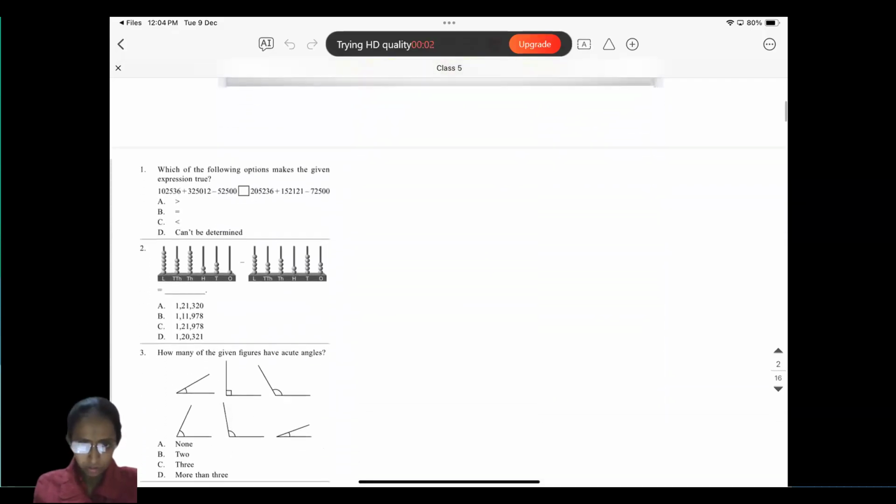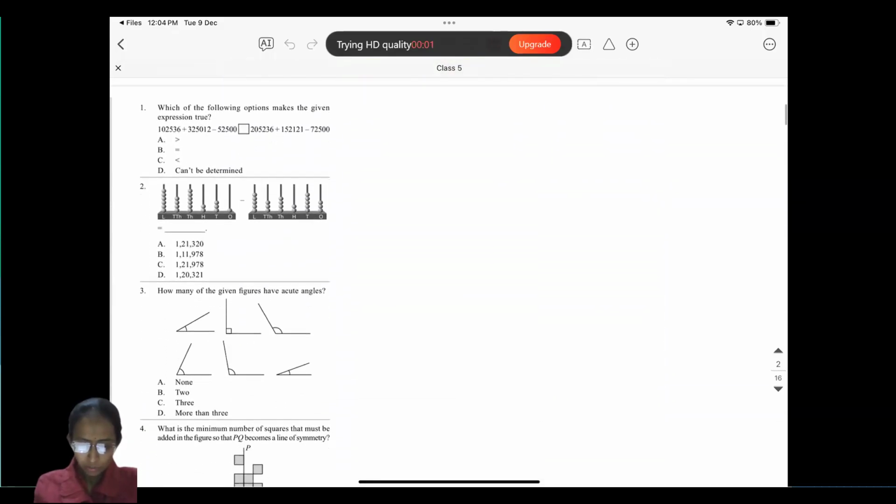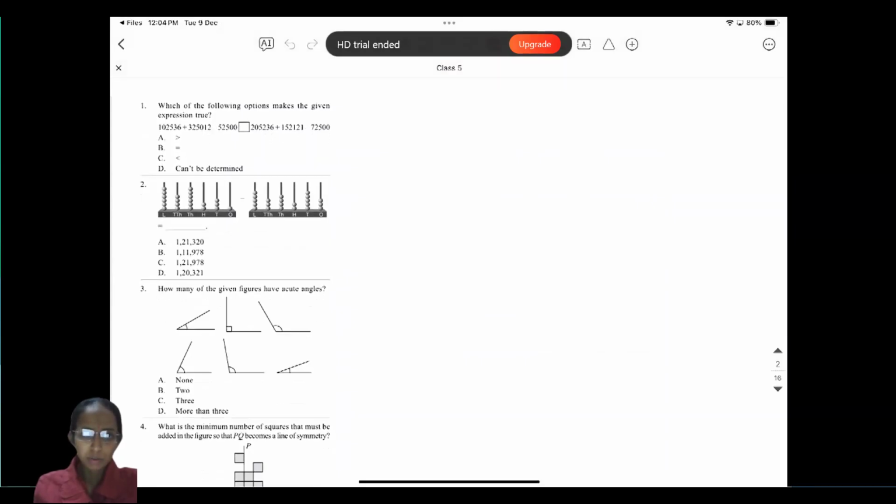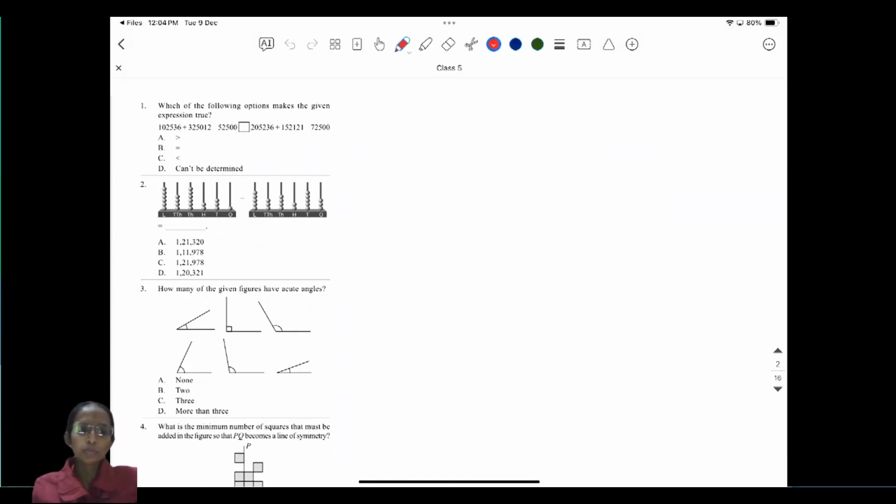The first question is, which of the following option makes the given expression true? So this is a normal calculation based question, that is 102,536 plus 325,012 minus 52,500. And here it is this much.